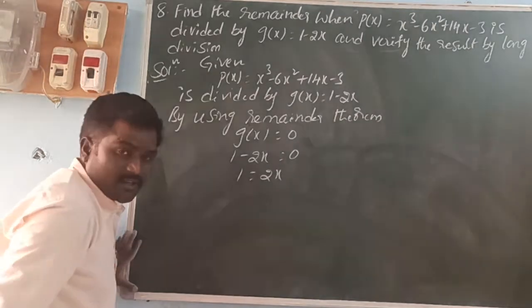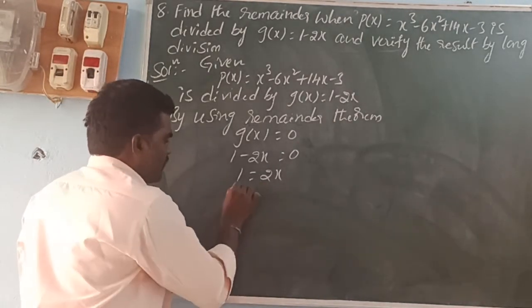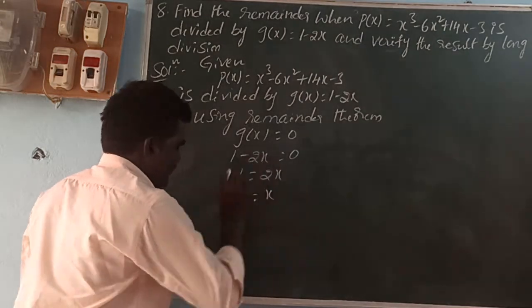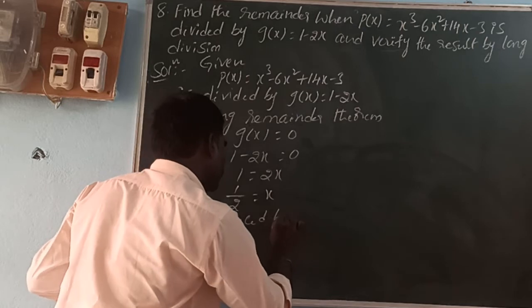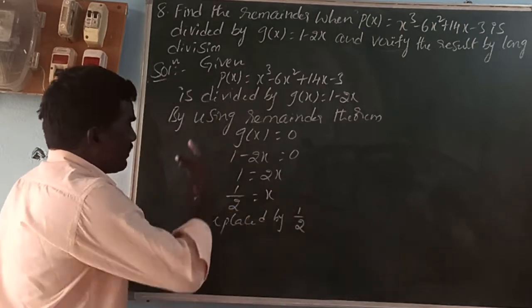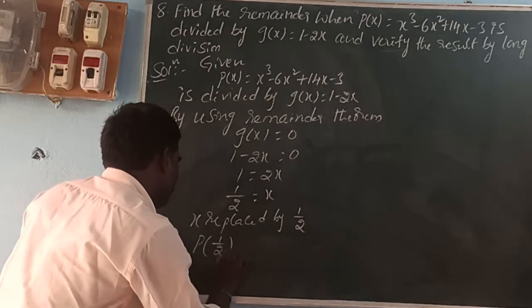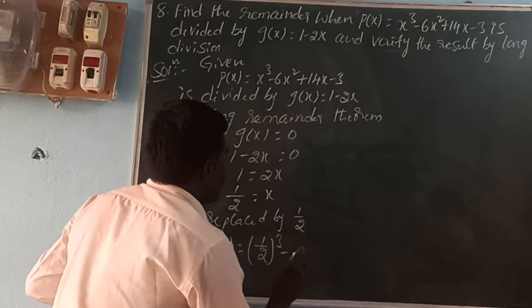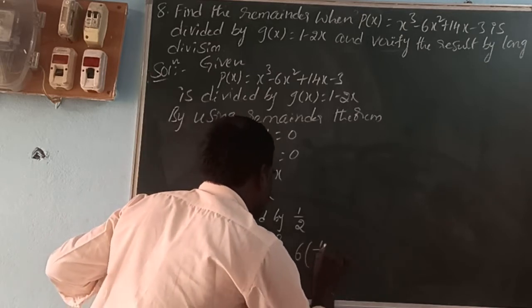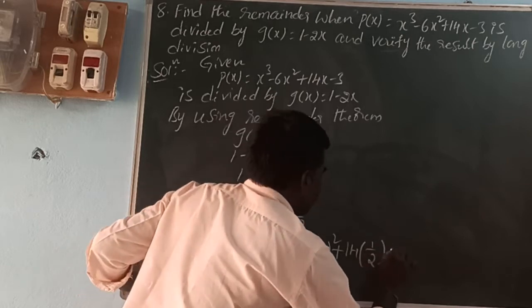Minus 2x goes to the other side and becomes plus. So 2 multiplied with x, and the 2 moves across and becomes a divisor. 1 by 2 is equal to x. So x is replaced by 1 by 2 in the polynomial p of x. So p of 1 by 2 is equal to 1 by 2 whole cube minus 6 into 1 by 2 whole square plus 14 into 1 by 2 minus 3.